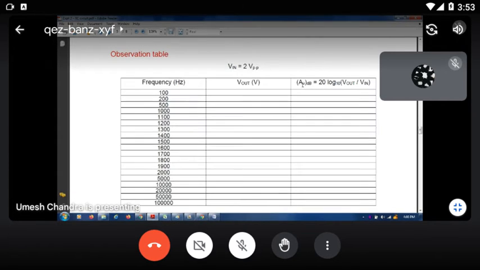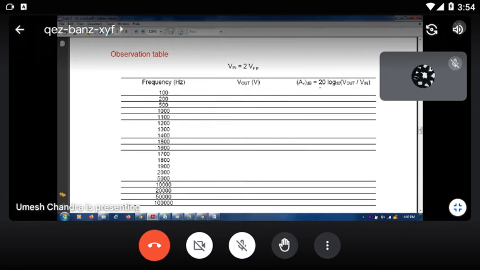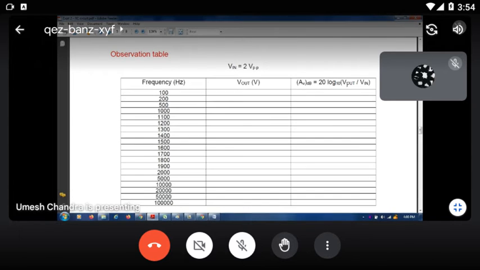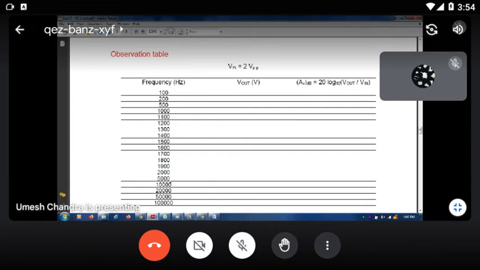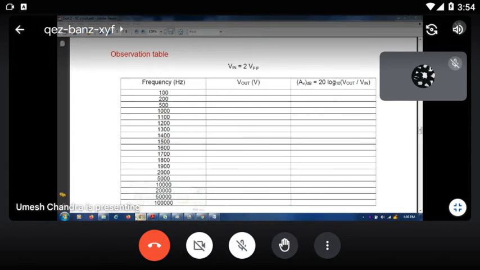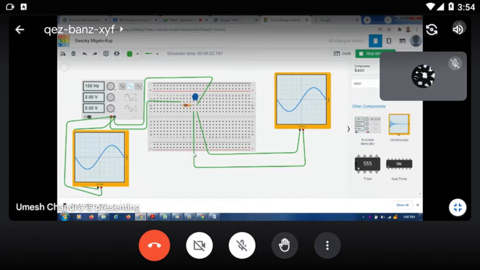Then after that you calculate the gain. The gain is converted into dB range. That is 20 log base 10 output by input. Input is 2 volt. Then what is your output? Now one example, 100 hertz frequency. This is the low pass filter.